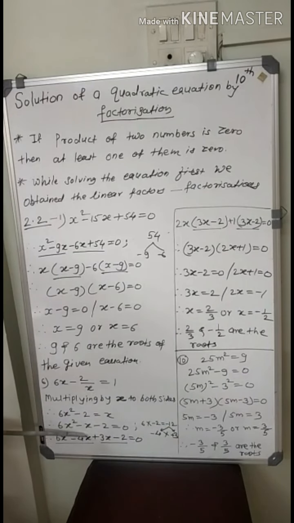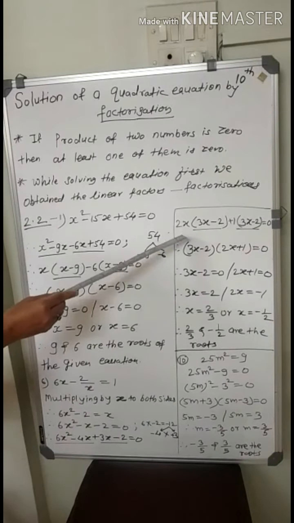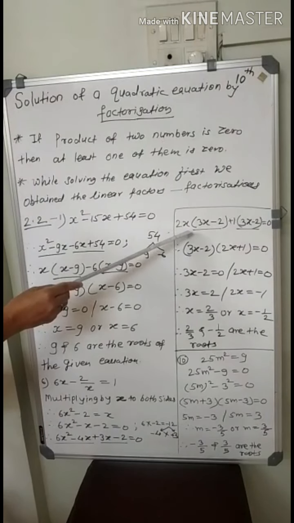So substituting the values, instead of minus x, replace it by minus 4x and plus 3x. So 6x square minus 4x plus 3x minus 2 equal to 0. Grouping of 2. From these two, 2x is common. So here 2x common into bracket.